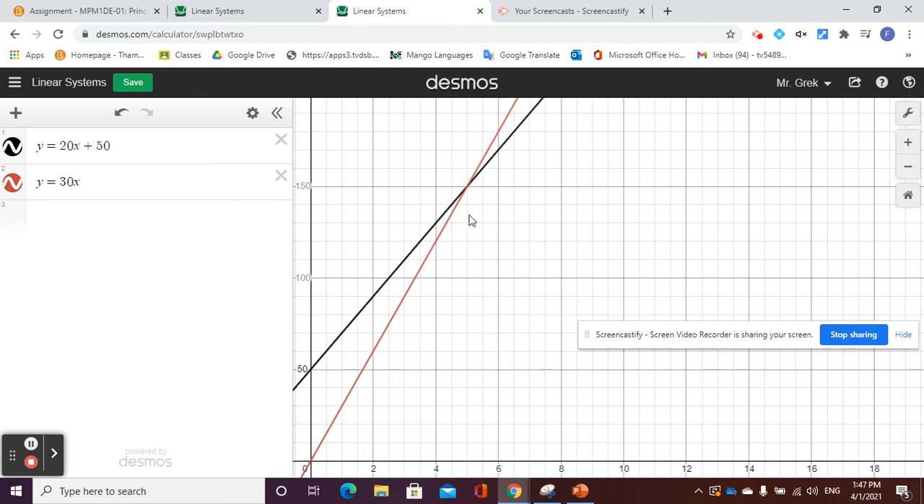The other important thing that we can see is that the linear system has a solution. So a solution to a linear system is the point where the two lines intersect. So the solution to this linear system is this point of intersection, 5, 150. And what that means is at that point and that point only, both gyms are equally expensive. So if I've belonged to the gym for 5 months, I will have spent 150 in member fees at each gym.